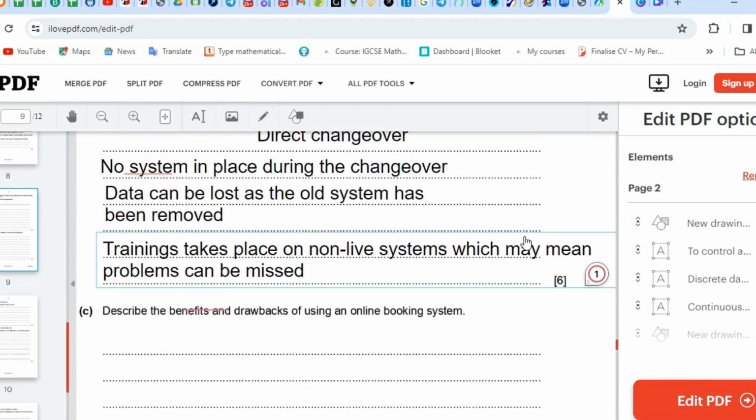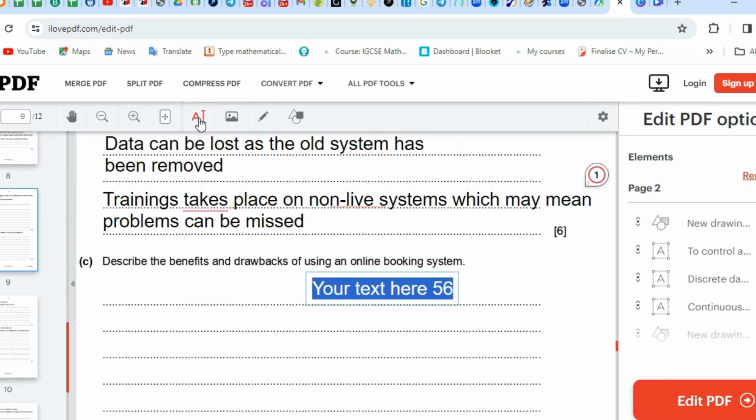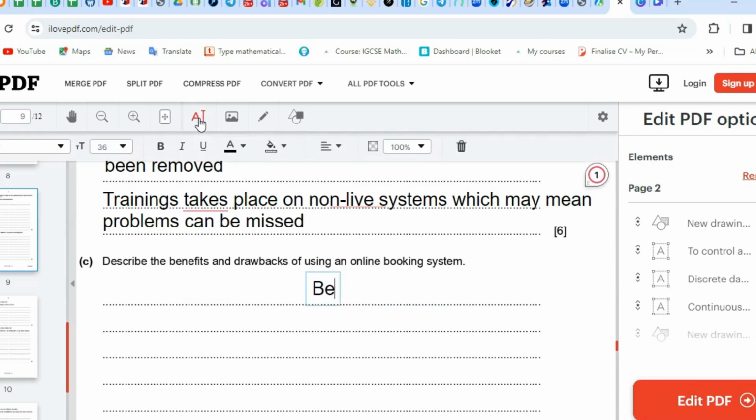All right, so let's go to question 10C. You are told to describe the benefits and drawbacks of using an online booking system. Benefits. When you say benefit, those are the advantage. Drawbacks, disadvantage. So you have to describe the advantage and disadvantages of using an online booking system. Let's look at the benefits first.